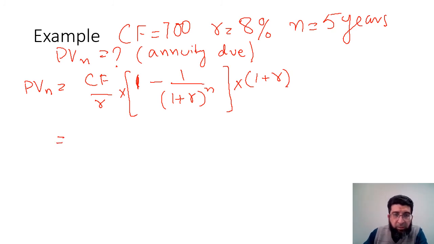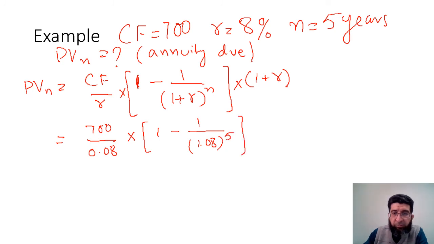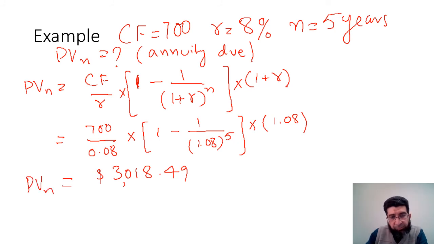Substituting the values, we get 700 divided by 0.08 multiplied by 1 minus 1 over 1.08 to the power 5, and the additional factor that we multiply due to the annuity due problem, which is 1.08, and the answer comes out to be 3018.49. This is the present value of annuity due.